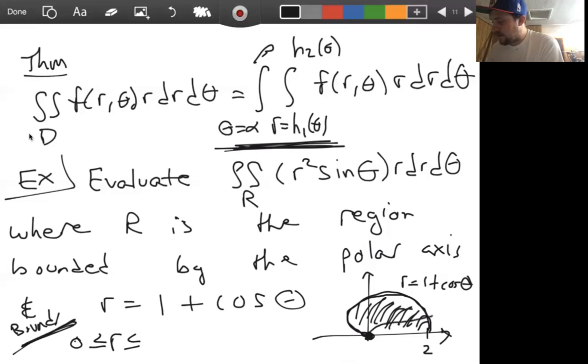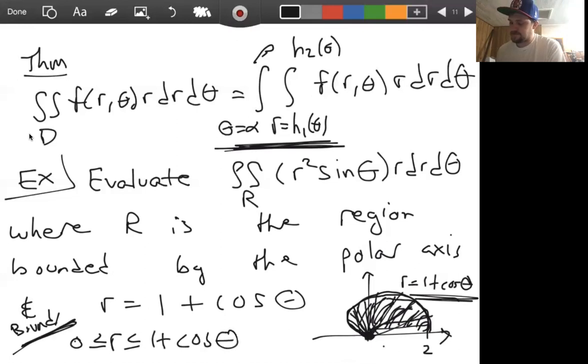And what's our outer bound? Well, our outer bound depends on what angle we're at, right? You can only go so far out. However far you can go out changes depending on your angle. So that means our radius is a function of theta, which is exactly the function that's describing this curve. And so that means our upper bound is 1 plus cosine theta.